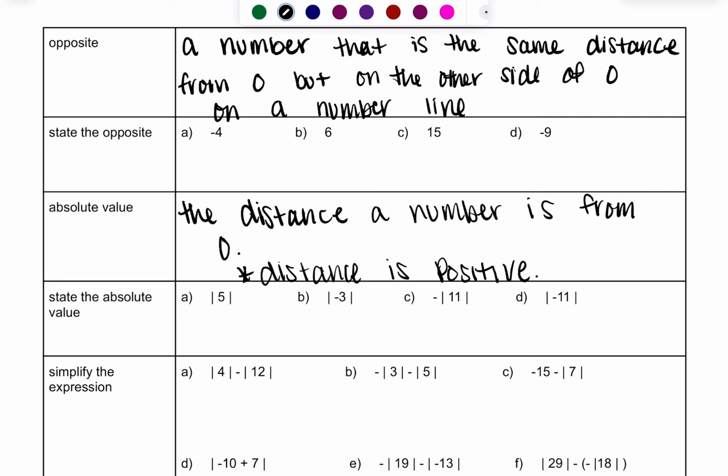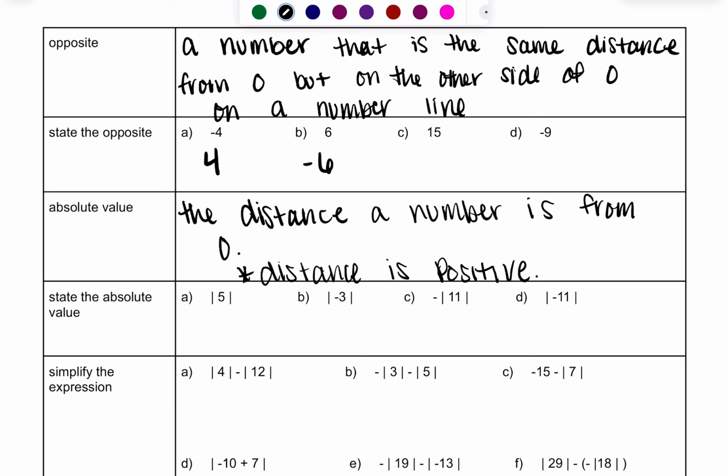So looking at these examples right here, first I have example A, -4. Once again, I'm thinking of opposite, so the opposite of a negative is going to be a positive, so my answer here is just a +4. Same thing goes for number 6, letter B, okay? For 6, it is a positive. The opposite of a +6 is going to be a -6.